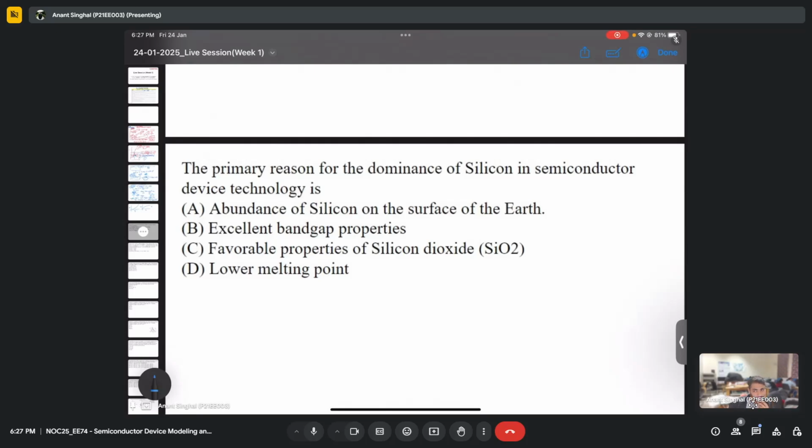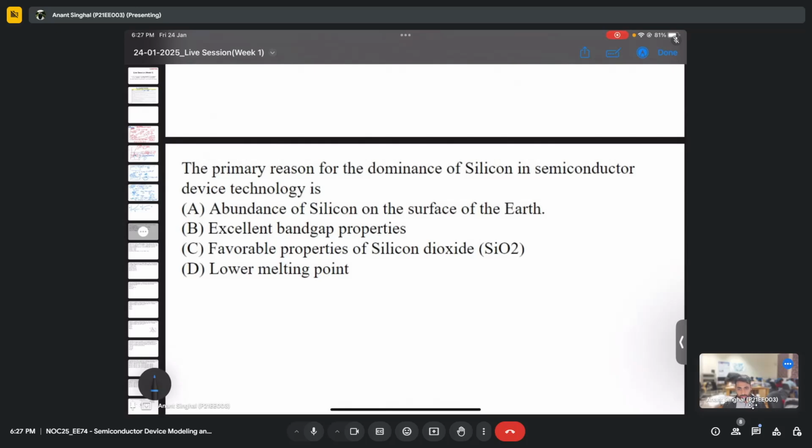Yeah, you have the reasons already, right? I mean, the abundance of silicon on the surface. Yeah, there are a lot of reasons. So the main reason is silicon is available everywhere. The sand that we have in nature is silicon. I mean, not silicon exactly, but we can extract silicon out of the sand that we have in nature.